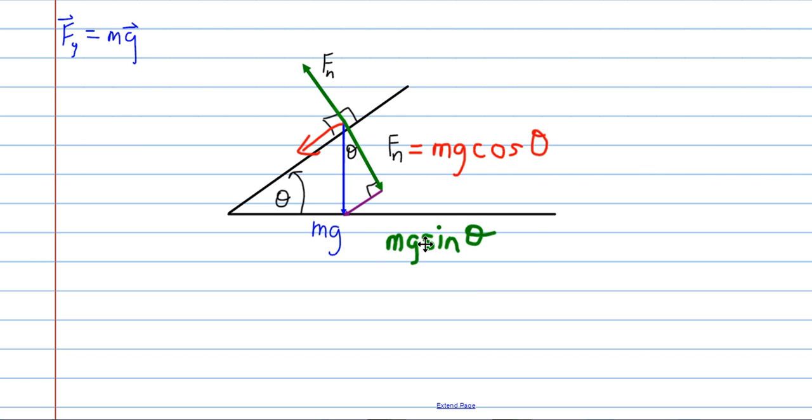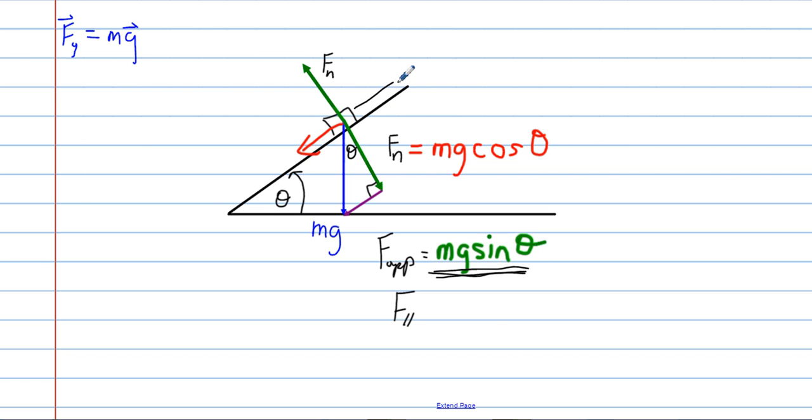And there you have it. These are the two components. So this is sometimes referred to as F parallel or F applied. So sometimes you'll see this notation, F applied equals, or you might see sometimes this notation, F parallel, meaning the parallel component. This ultimately is the magnitude of the force that causes the object to slide down the hill.